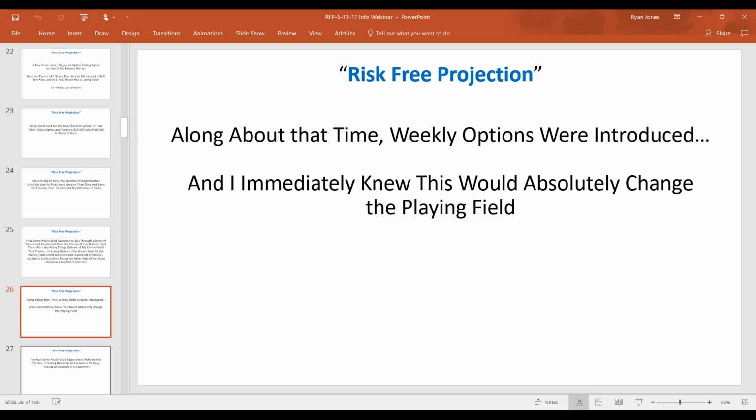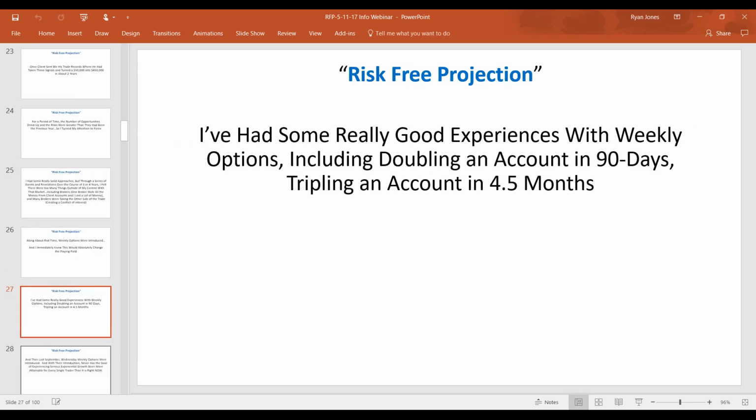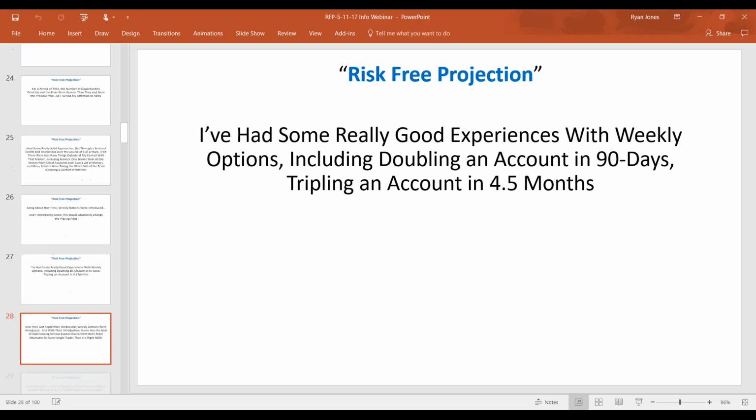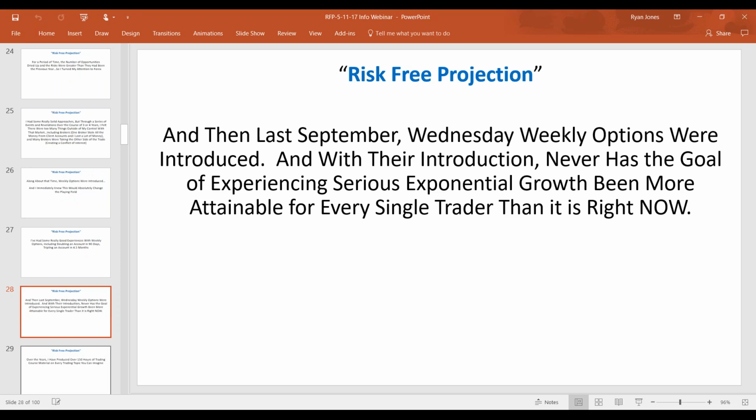So I began to look at weekly options because I knew this would begin to change the playing field, and it absolutely has. And over the past several years, I've had some really good experiences with weekly options, including doubling an account in 90 days, tripling an account in 4.5 months, things like that. I've had clients email me doubling and tripling accounts.